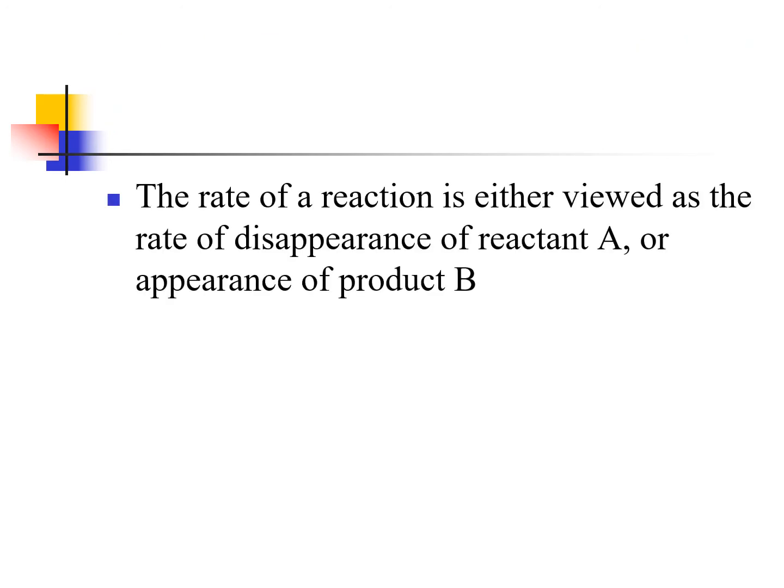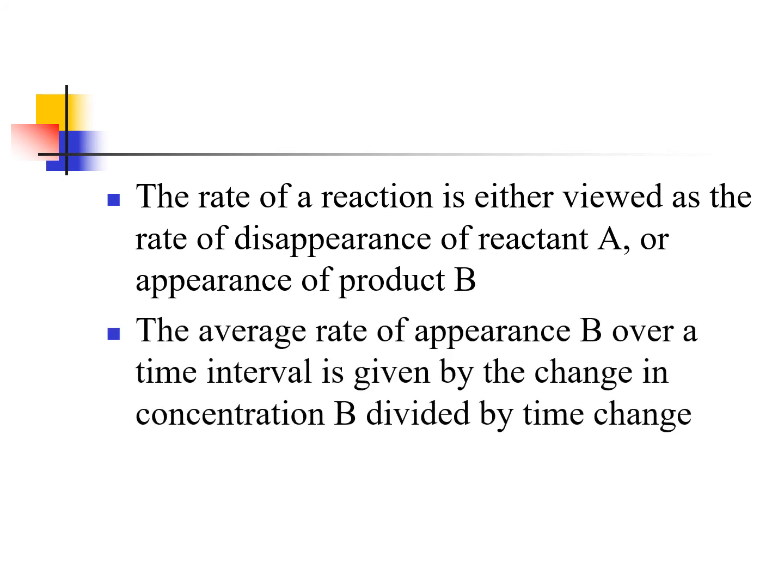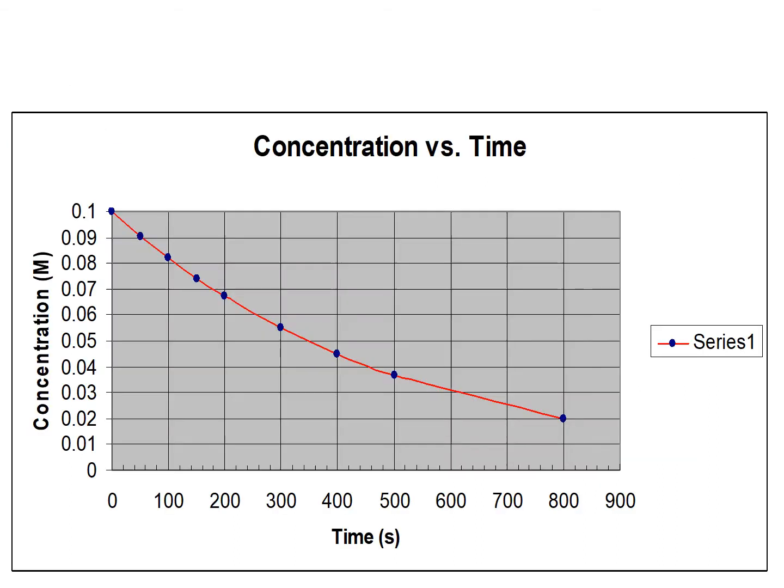Now, we can view this as either the rate of disappearance of reactant A, because A is getting used up, or the appearance of product B. So the average rate of appearance of chemical B over a time interval is given by the change in concentration divided by the time change. So again, you could look at how B increases, what its molarity changes, and divide that by the time change.